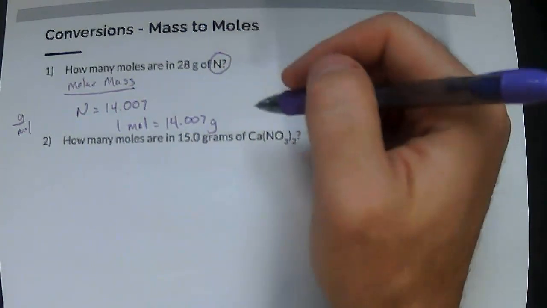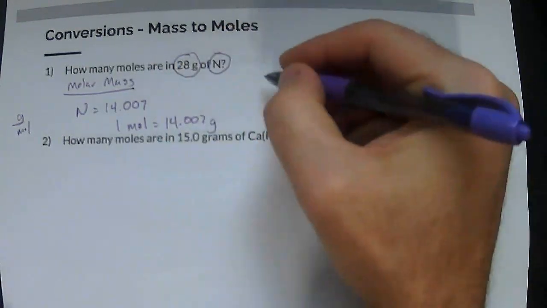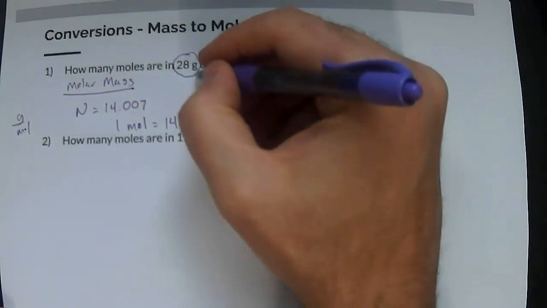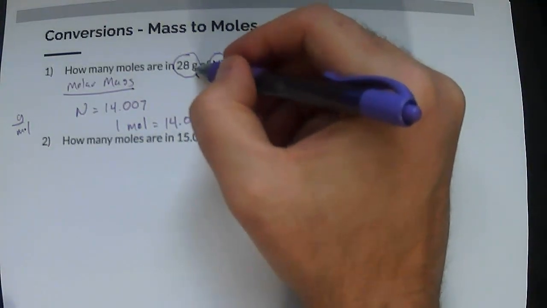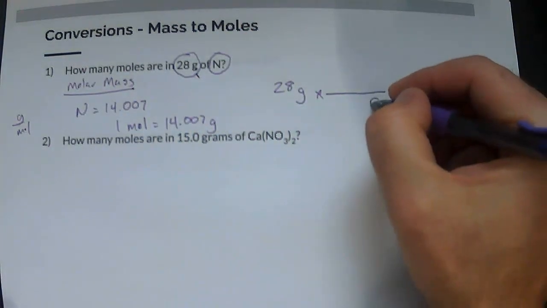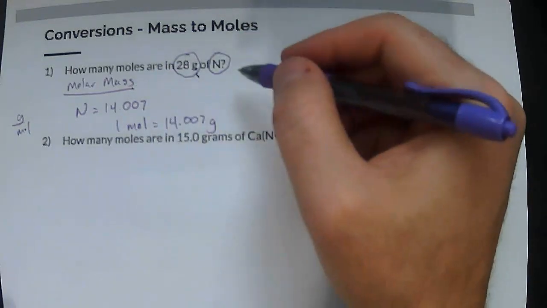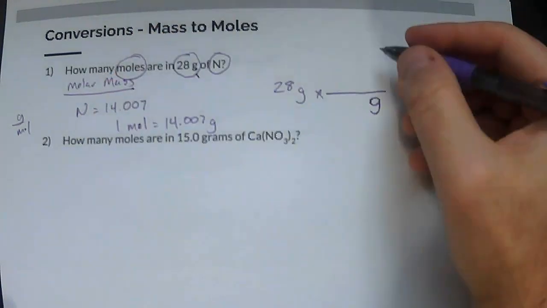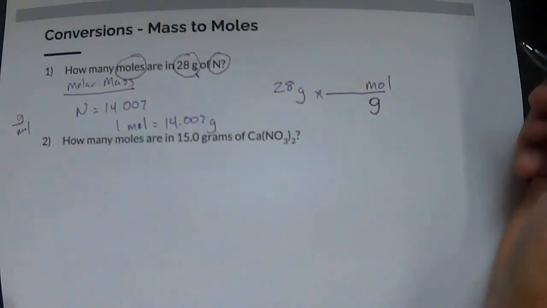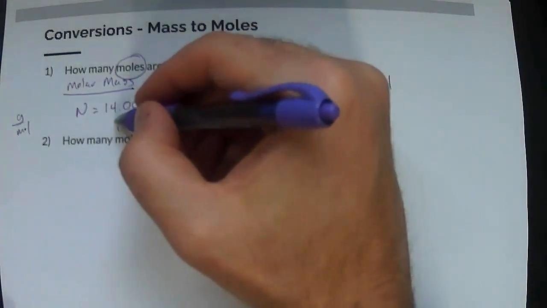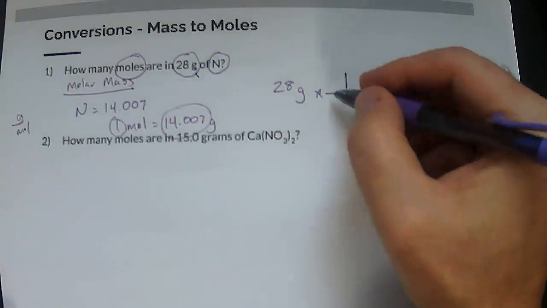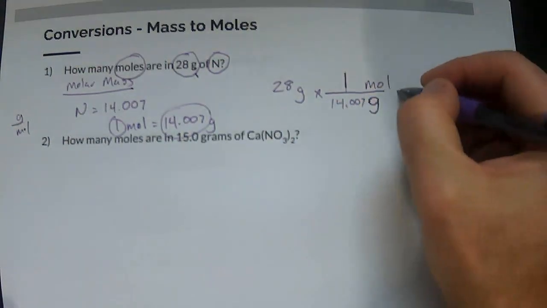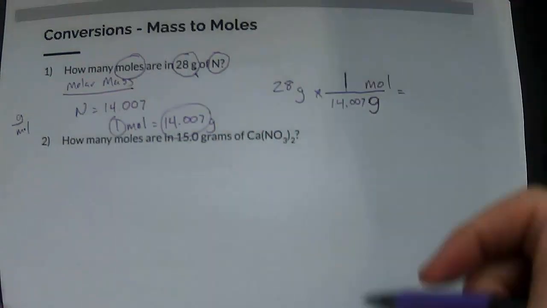Okay. So now what we're going to do is write the number that we begin with, 28 grams, with the unit. The unit tells us, and then we're going to X line. And then we're going to write the unit that we're getting rid of on the bottom, grams, and then the unit that we're trying to go to, moles, on the top. So now, what number goes with moles? 1. What number goes with grams? 14.007. Okay, so now we can do the math. Grams cancel.